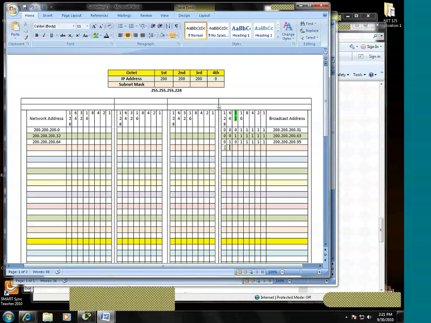So it's going to be 0, 1, 1, 200.200.200.96. And then we know the broadcast address is going to be 96 plus 31, which gives us what? 127. Because we've established a pattern here. We're going in increments of 32. All right? Okay, what's the next least combination? 128.